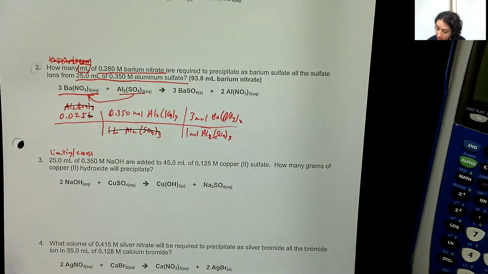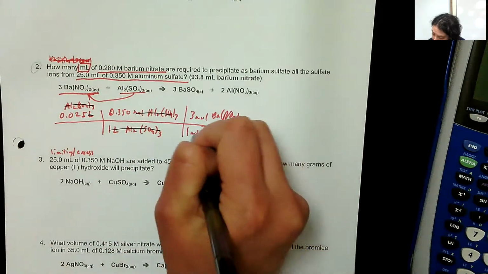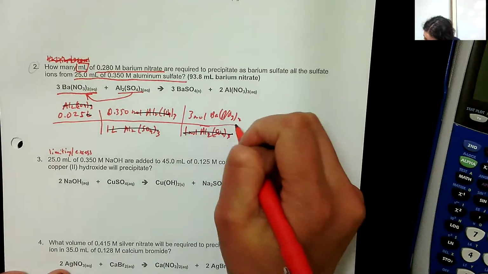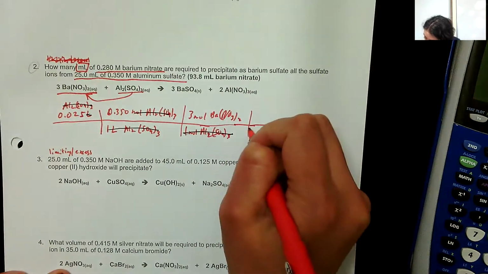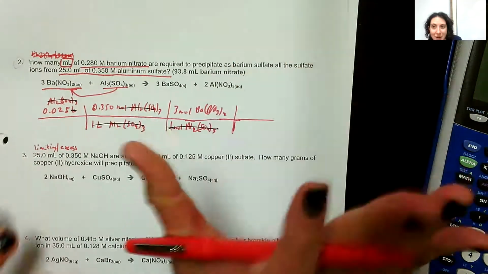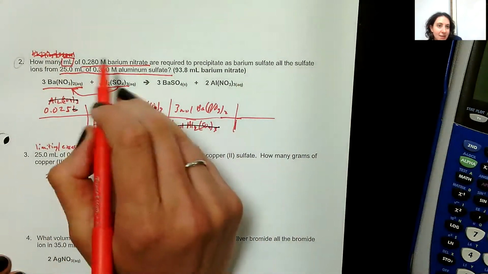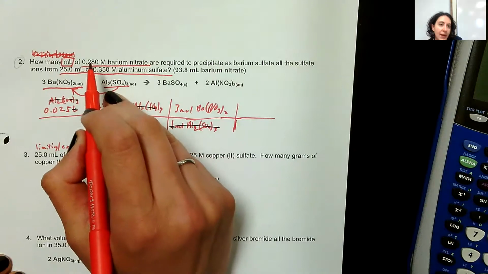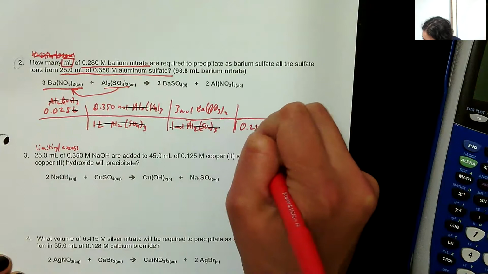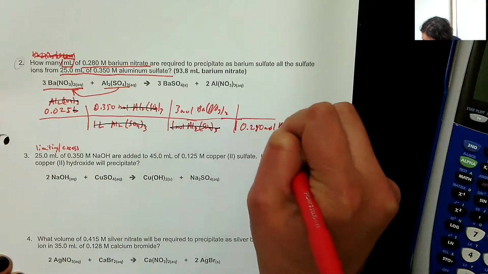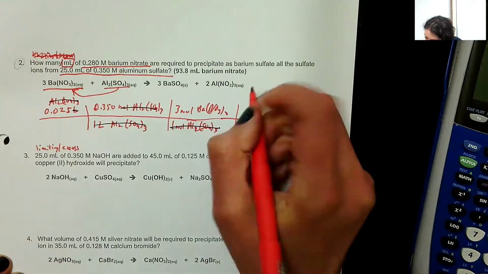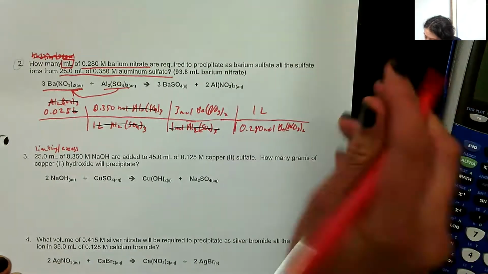So our moles of aluminum sulfate have been canceled out. And now we just need to convert moles of barium nitrate into milliliters or liters of solution. So I'm going to actually not make the same mistake again. This number here is moles, is 0.280 moles for every 1 liter. So that's 0.280 moles of barium nitrate for every 1 liter of barium nitrate.